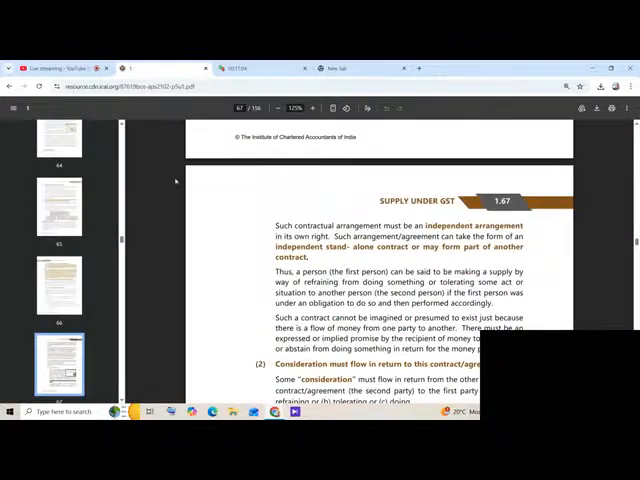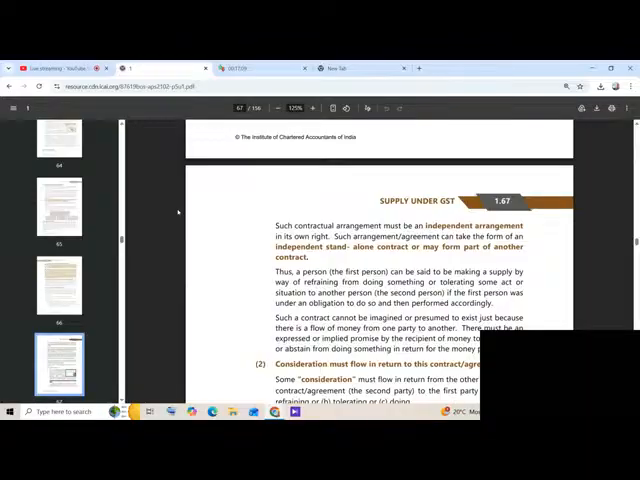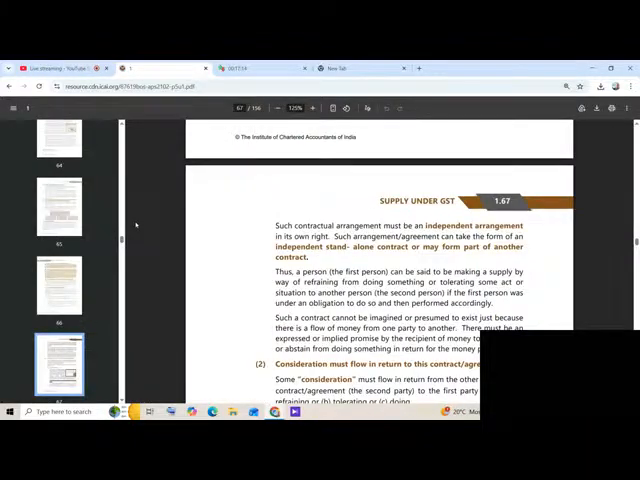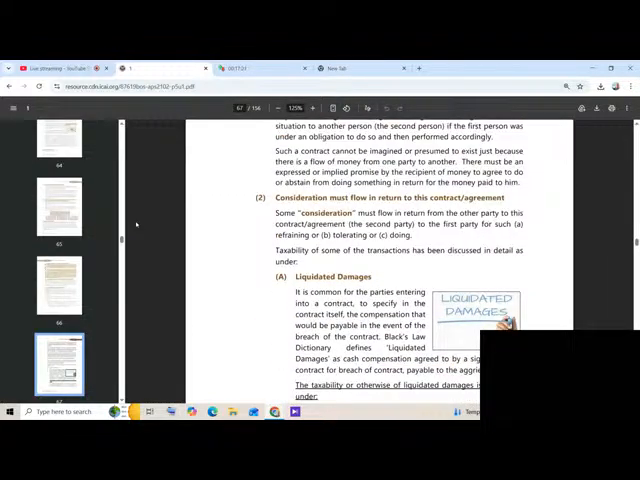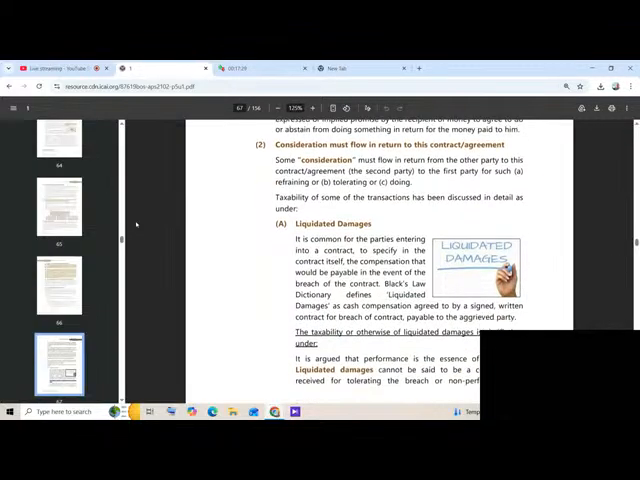There must be an expressed or implied promise by the recipient of money to agree to do or abstain from doing something in return for the money paid to him. Two, consideration must flow in return for this contract or agreement. Some consideration must flow from the other party to this contract or agreement to the first party.